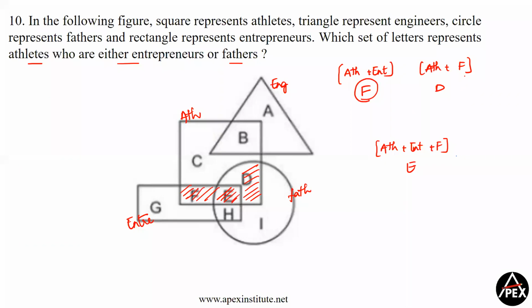Only athletes and fathers, it is D, isn't it? And all these three, athletes, entrepreneurs, and fathers, it is E. So the answer for this question should be F, D, and E. So you should also consider athletes who are entrepreneurs and fathers also. Clear, guys? Quick responses.